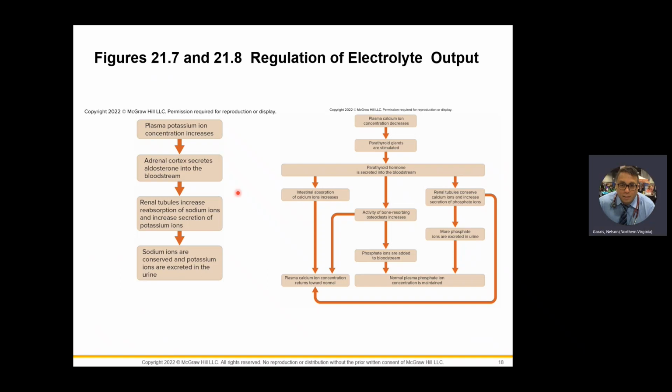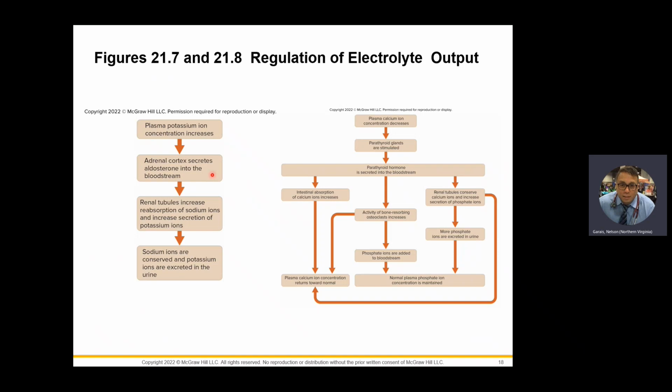Oh, got to mention potassium. So what happens if I've got too much potassium? We know that calcium is the cation that turns things on. Potassium, we already know, is the cation that turns things off. Remember the depolarization of your heart and the T wave in your EKG. Potassium ion concentration increases, so we want to get rid of it.